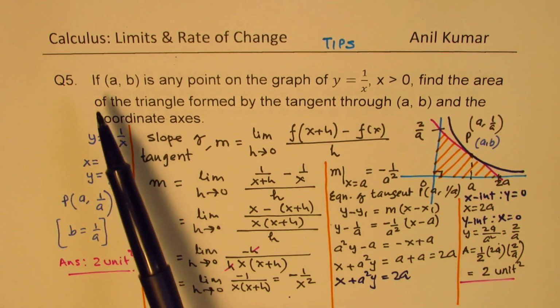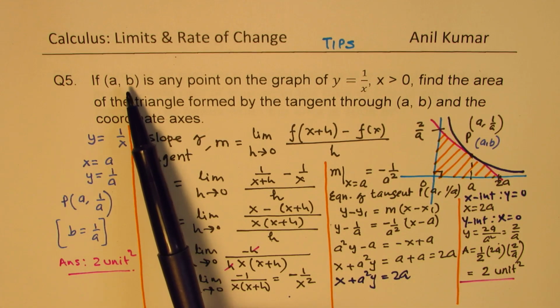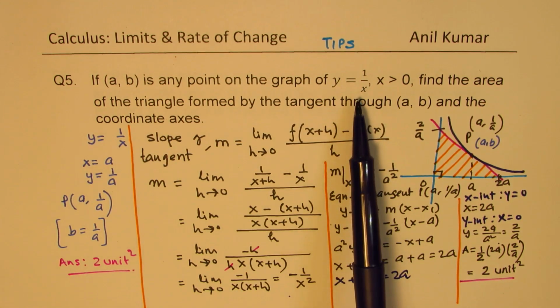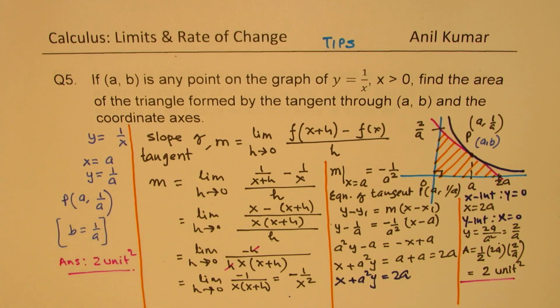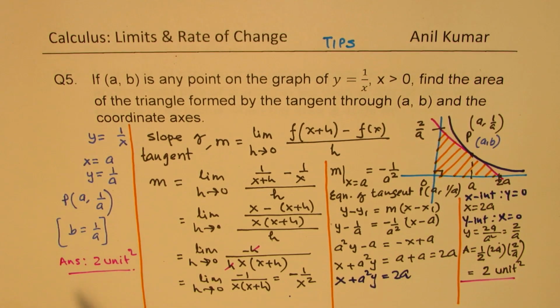What we did was, we have a point (a, b). It is good to understand that b actually is 1 over a, because the function is 1 over x, right? So b is 1 over a. The point is (a, 1 over a). That helps. Now we need to find the equation of the tangent line.